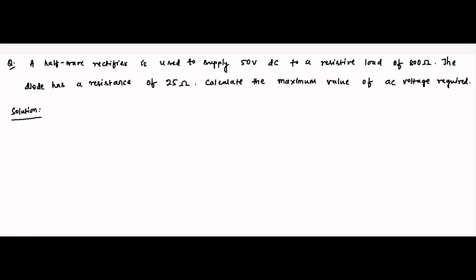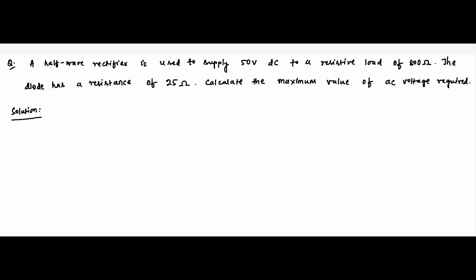So here is another question on half-wave rectifier. The question is that a half-wave rectifier is used to supply 50 volt DC output to a resistive load of 800 ohm. The diode has a forward resistance of 25 ohm. Calculate the maximum value of the input AC voltage which is required.